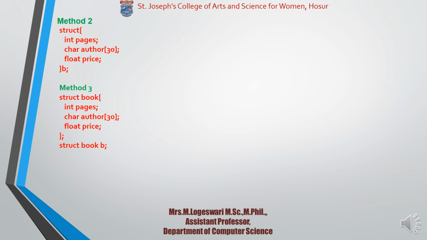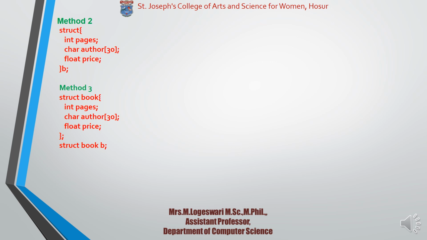So what is the example here? Struct keyword. After that, open the structure and declare the variables. After that, close the structure, then you can declare the structure variable with a semicolon. Okay, so method 3, this method is an example for the outside declaration of structures.